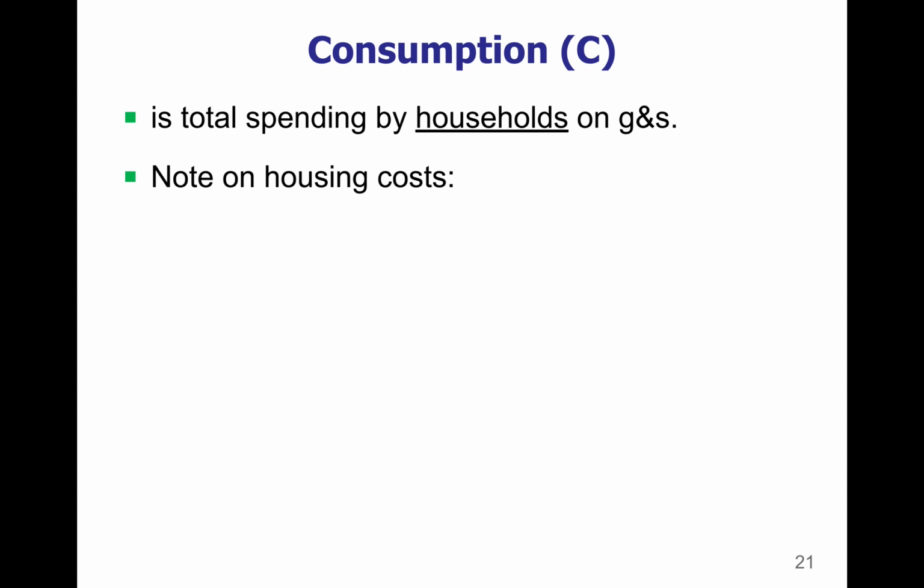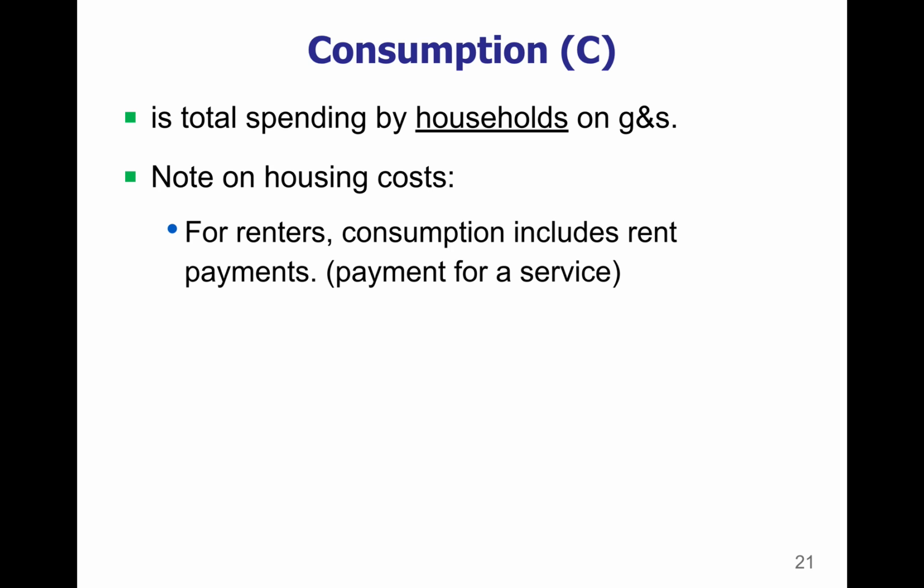There's some special issues when it comes to housing. If you rent your house or you rent your apartment, you are basically paying the landlord to borrow the land or borrow that particular space for a period of time. So you're paying your landlord for a service they're providing you. So rent payments every single month you pay them would be counted towards the consumption category of GDP.